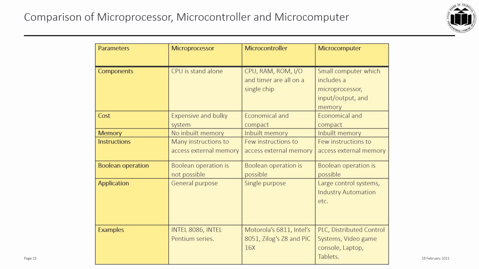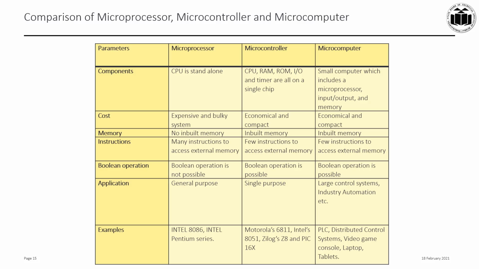Cost-wise, microprocessor becomes expensive and bulky, whereas the microcontroller is economical and compact, and so is the microcomputer. There is no inbuilt memory in case of a microprocessor, whereas a microcontroller has inbuilt RAM and ROM available, and even a microcomputer has inbuilt memory. There are many instructions to access external memory in case of a microprocessor, whereas in case of a microcontroller and a microcomputer, there are fewer instructions to access the external memory.